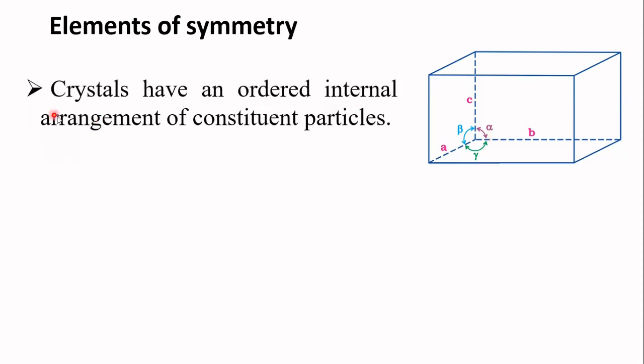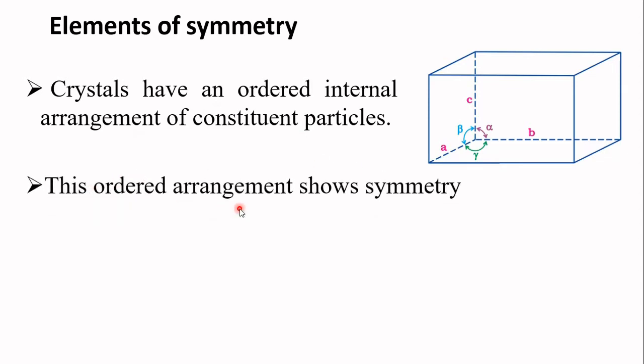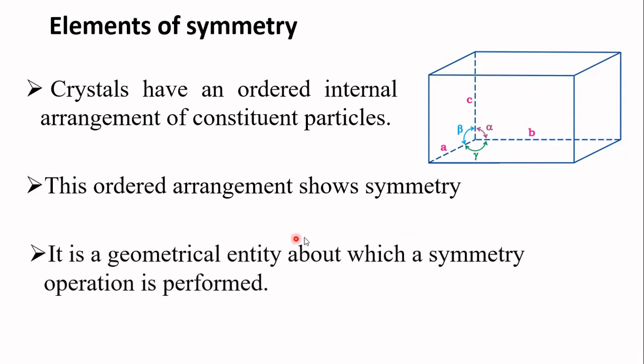And one more thing, crystals have an ordered internal arrangement of constituent particles. This ordered arrangement shows a symmetry. That means, in addition to the 6 parameters that characterize the unit cell of a crystal, the crystal is associated with one more important property, which is what we call symmetry. Then what is meant by elements of symmetry? Elements of symmetry is a geometrical entity about which a symmetry operation is performed.